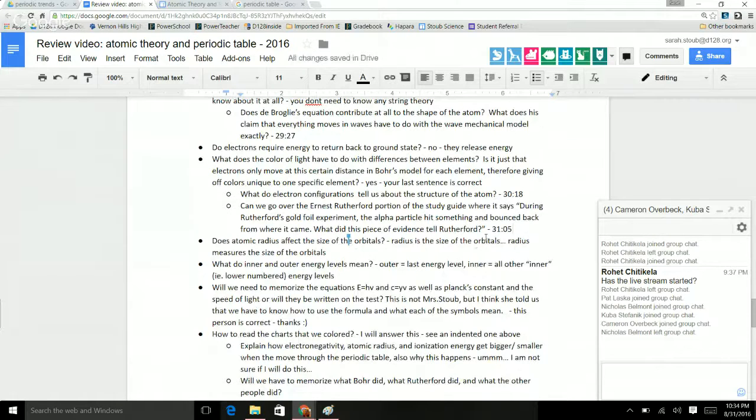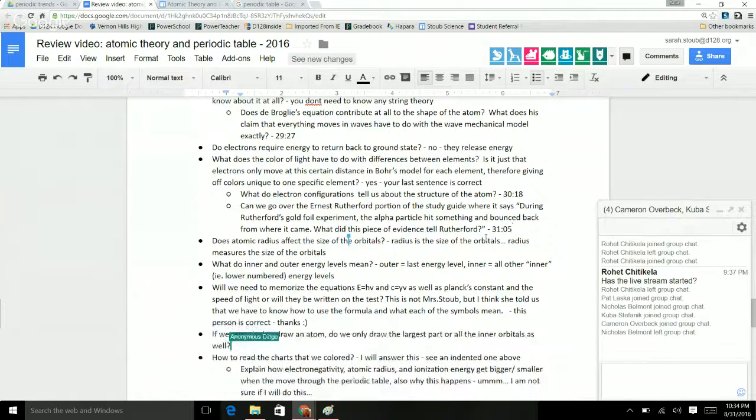During Rutherford's gold foil experiment, the alpha particle hit something and bounced back from where it came. What did this piece of evidence tell Rutherford? It told him that he had to hit something that was really dense and positive.